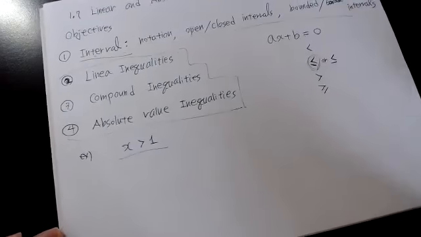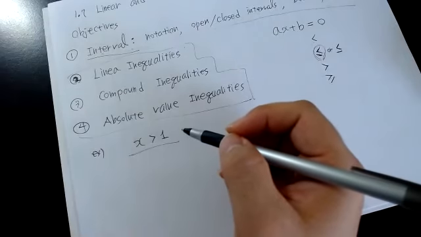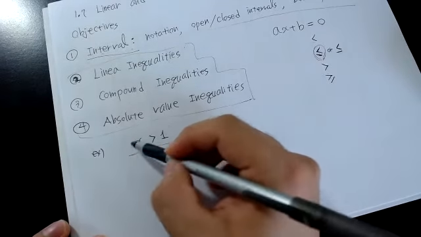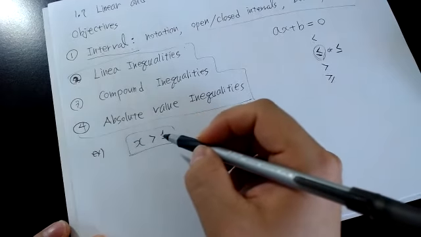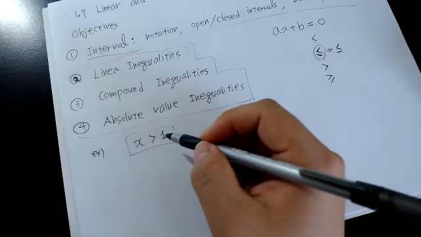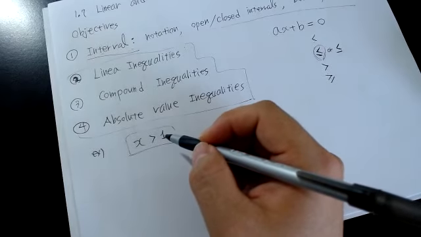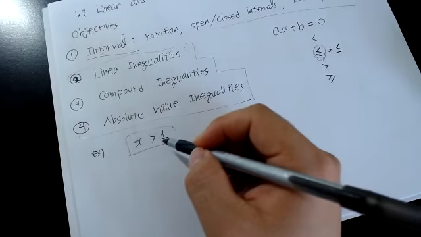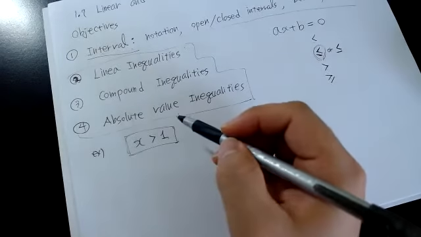Now back to that example, how can you find the solutions? I don't think this inequality has just one solution, because x is greater than 1. Then 2 should be a solution, and 3, 4, 5. Any real number greater than 1 can be a solution. So this inequality has infinitely many solutions.